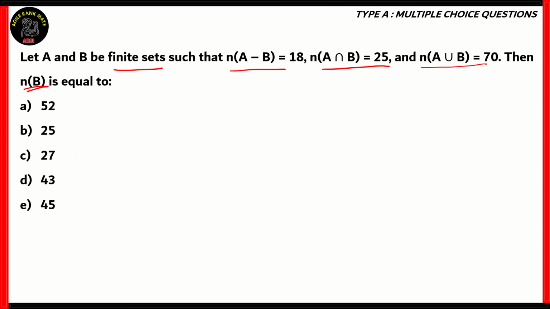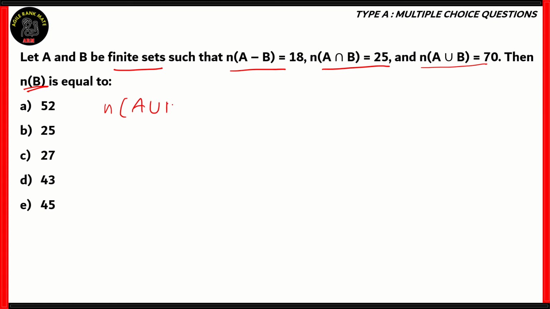Now we have various sets here. We have the number of elements in each of these sets. We need to find out the number of elements in the set B. Now we know that A intersection B is 25, A union B is 70. But we're also given that A minus B is 18, n of A minus B, that is. So how do we find out n of B?